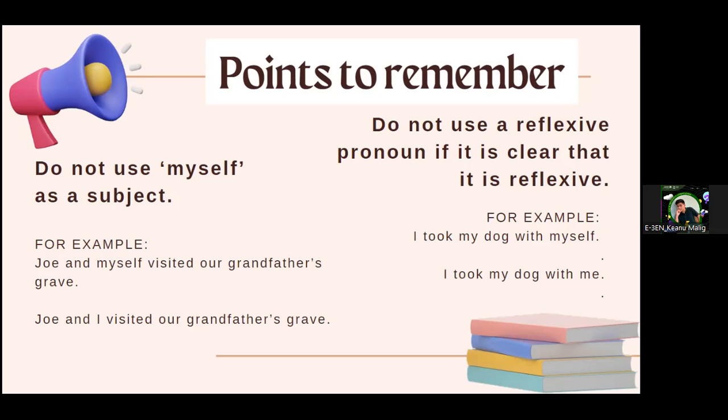And last would be do not use a reflexive pronoun if it is clear that it is reflexive. Now, what does this mean? Let's see some sentence example. I took my dog with myself. The sentence uses a reflexive pronoun, but it sounds not right, which means the word that should be in the sentence instead of myself is me, like I took my dog with me.